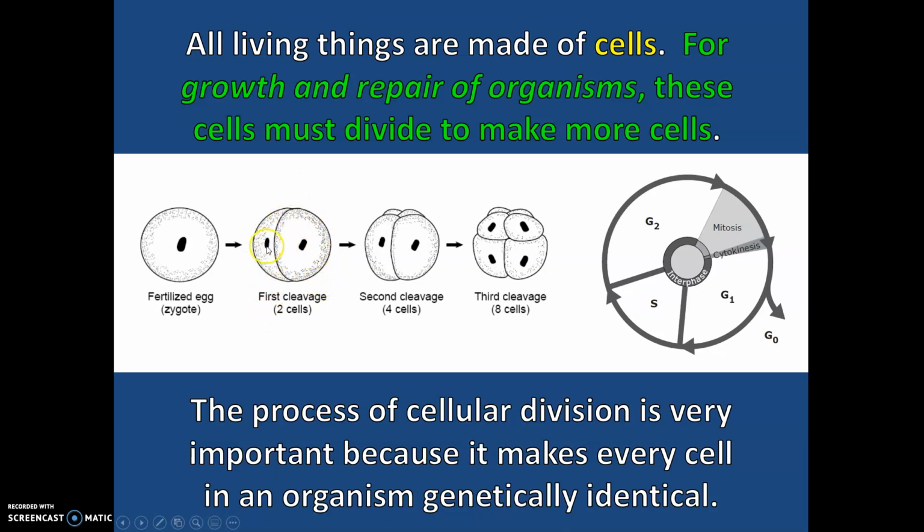So the first cleavage will result in 2 cells, and then the second will result in 4, and then the third will result in 8, and so on and so on. And during this time, we have more and more cells being made. So the process of cellular division is very important because it makes every cell in an organism genetically identical. So we want that DNA to be exactly the same.